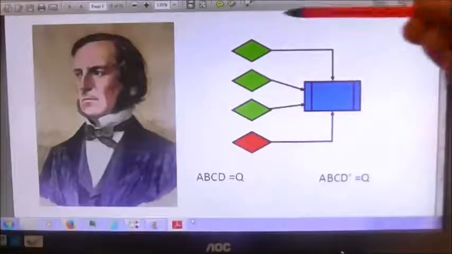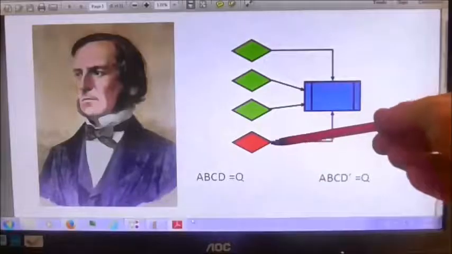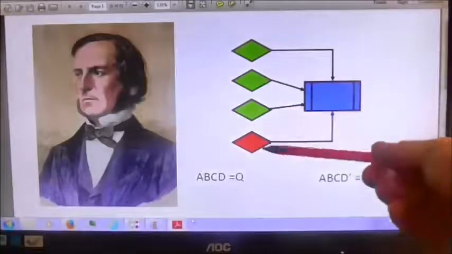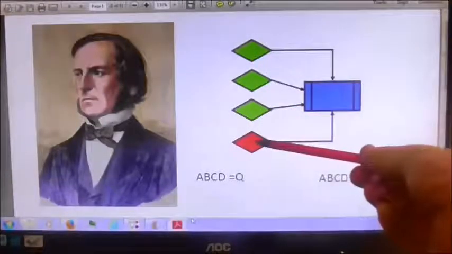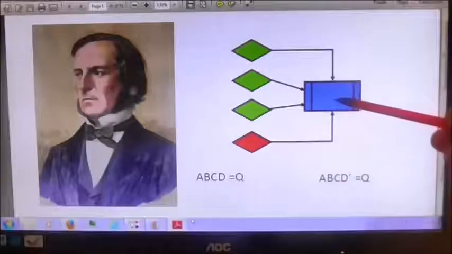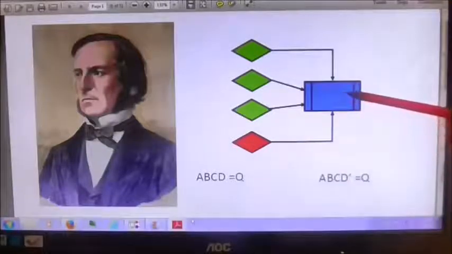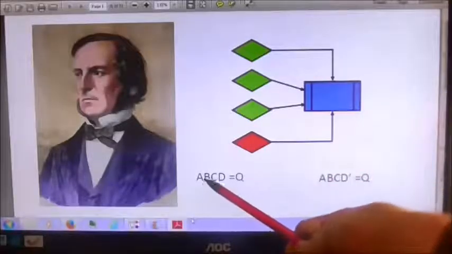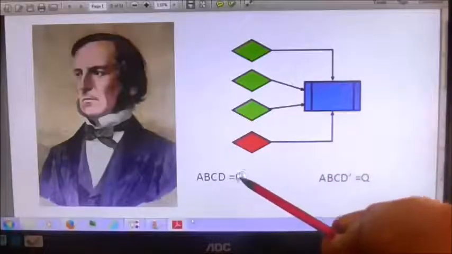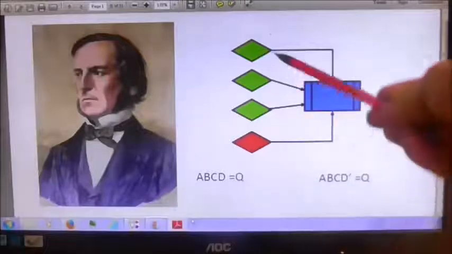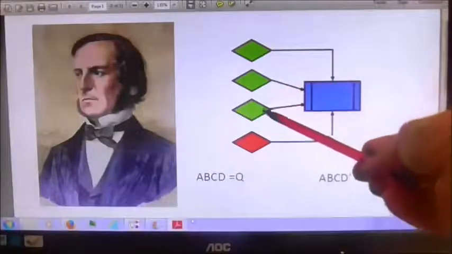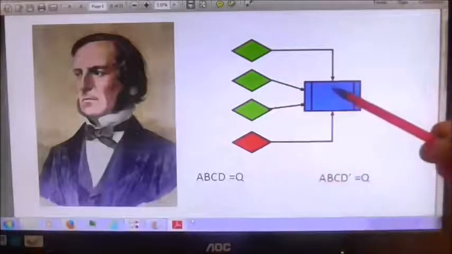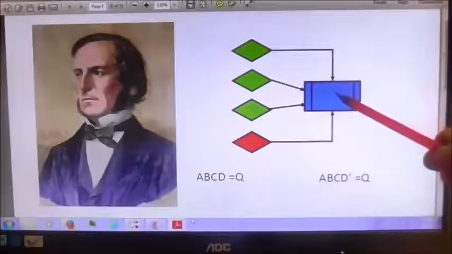However, if we've got four inputs, A, B, C, D, and A and B and C are true, but D is not, that will affect our predictable outcome. And he came up with an equation, A, B, C, D equals Q. So, A is true, B is true, C is true, D is not true. Naturally, Q will not be true.